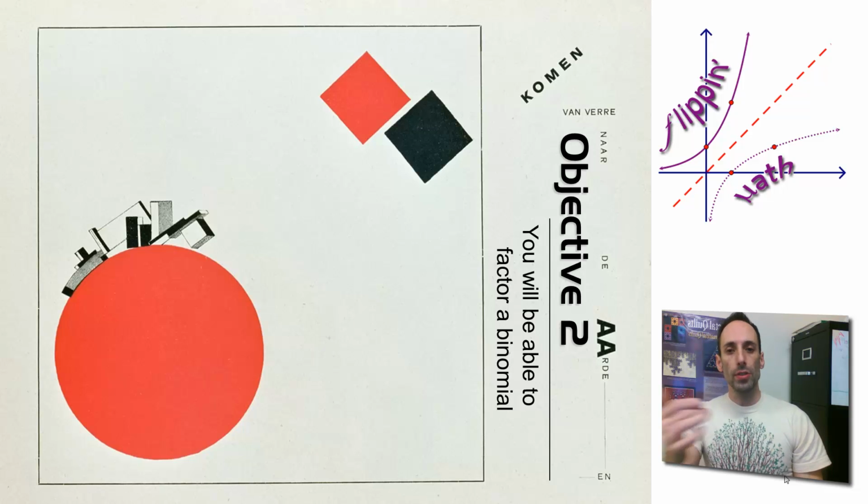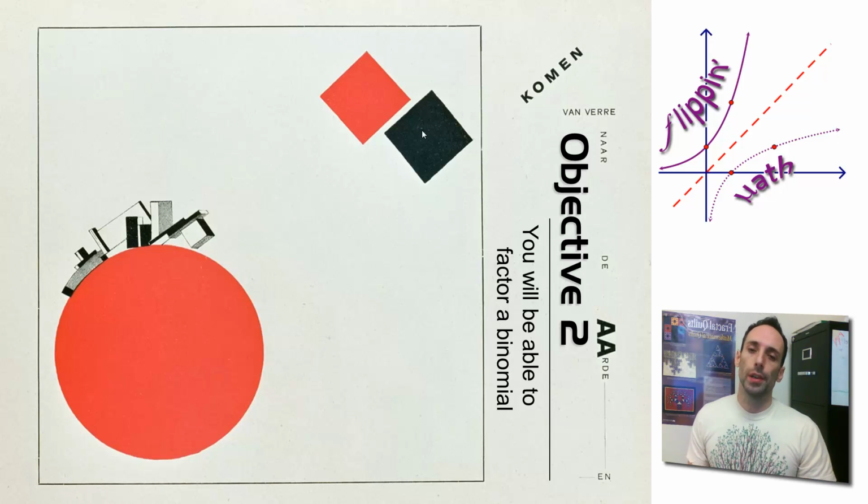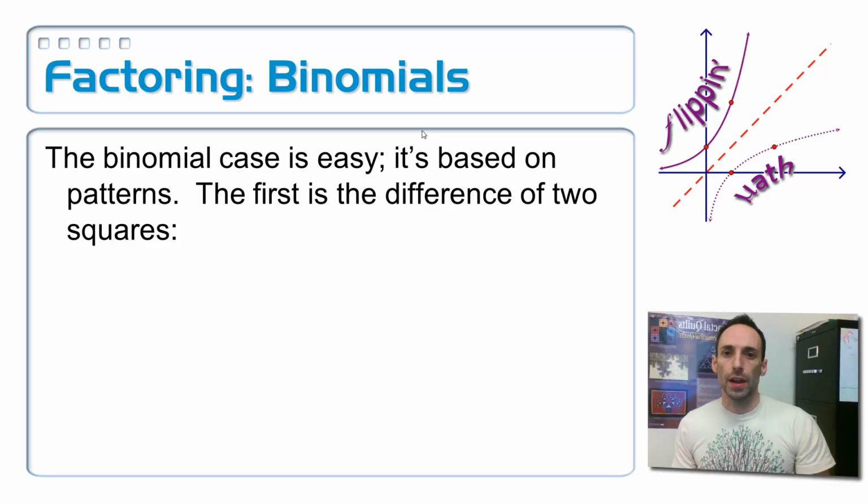A binomial has 2 terms, and so you can see in this piece of artwork, of course there are 2 squares here, and those 2 squares are slightly different, right? They differ by some color, but they're still squares. And you're going to see in just a second, the very first way that I'm going to factor these things is using the pattern for the difference of 2 squares. Both of these binomial factoring processes have to do with just following patterns. So if we know the patterns, it's going to be a piece of cake to factor these things.